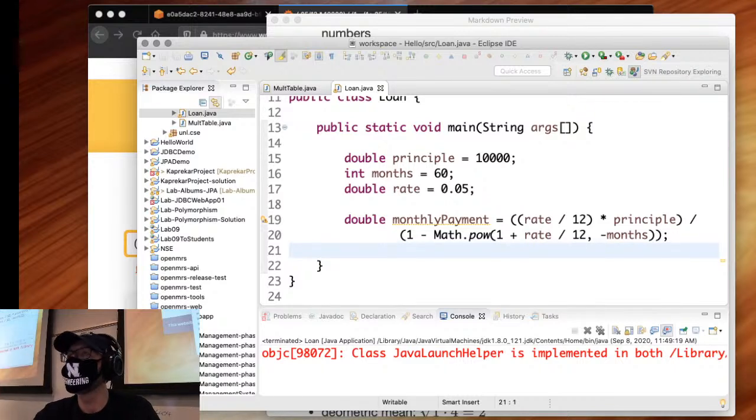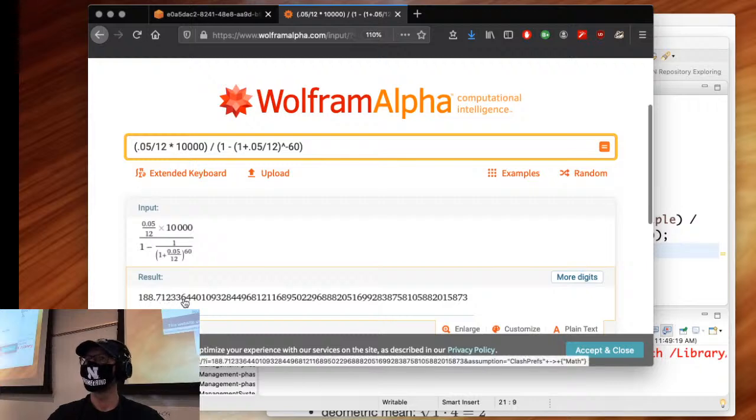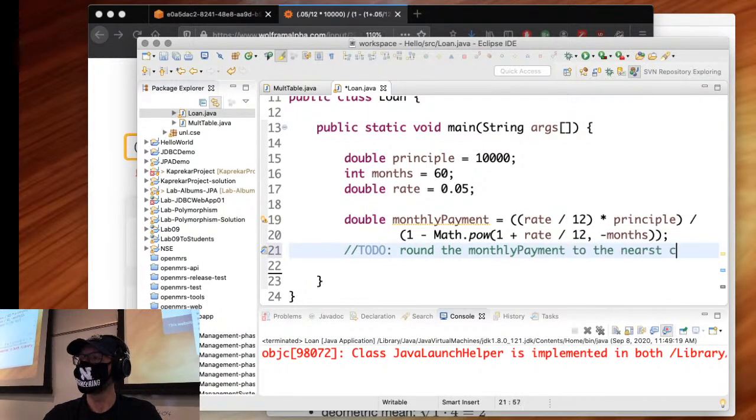Printing stuff as you go along, that's a poor man's way of debugging. We can all afford debuggers nowadays, right? Because they're free. All right, there's my monthly payment, but it's still not satisfying because it was this value over here, this 71233 blah, blah, blah. So I want to round the monthly payment to the nearest cent.